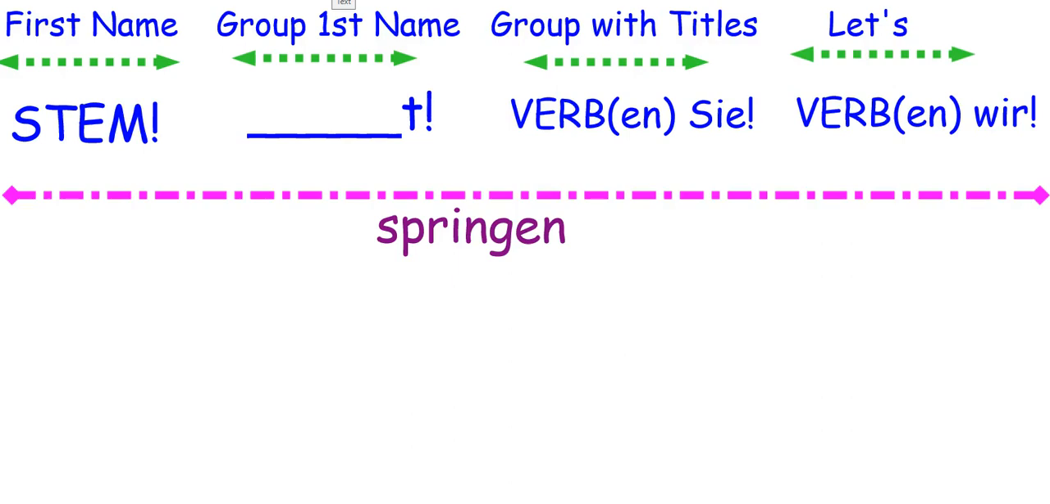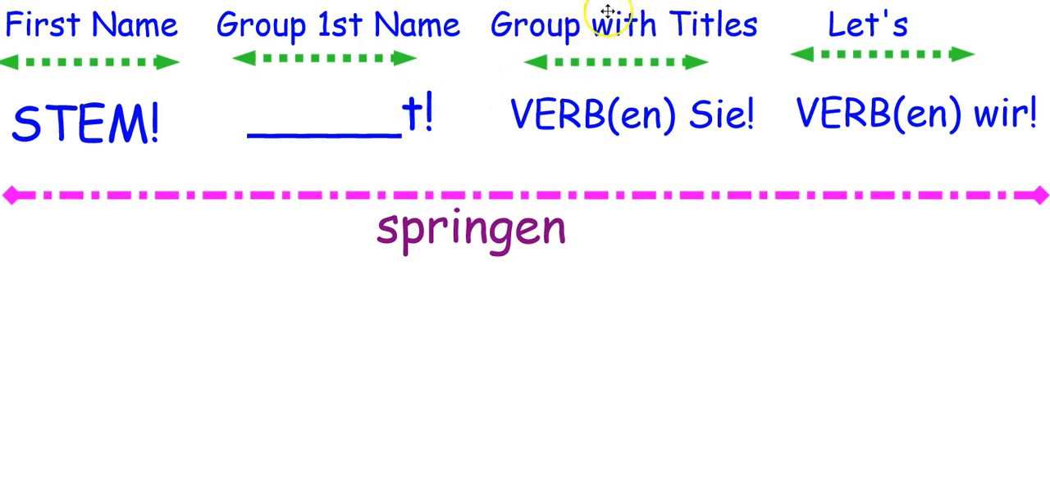So, a quick review of the command or imperative in German. So, 4 different ways you can command someone. If you know someone on a first name basis, that's one person, you basically just use the stem of the verb. If it's a group of people, so plural, but familiar or informal, so you know them on a first name basis, it's going to be the plural form or the verb with the T ending.